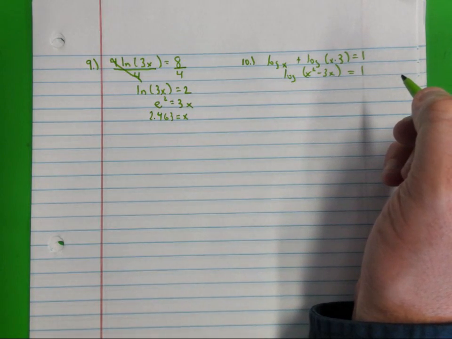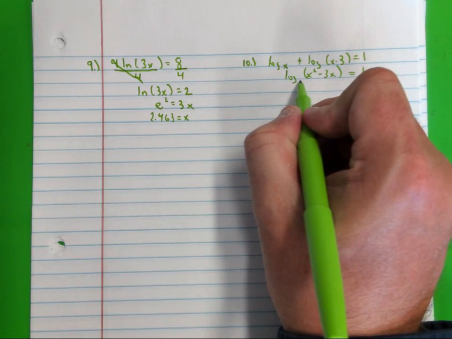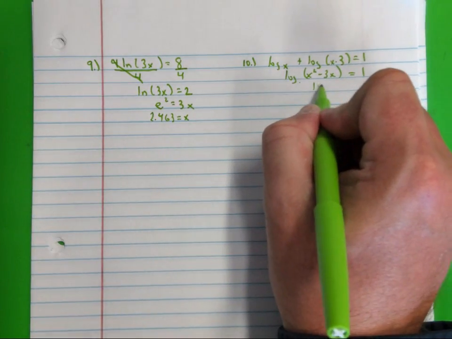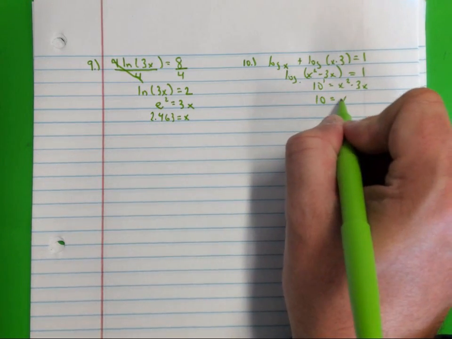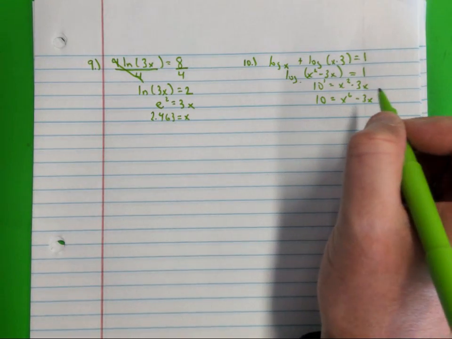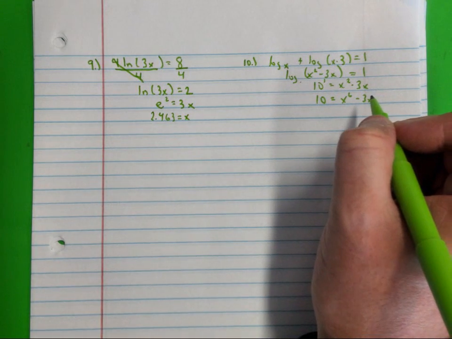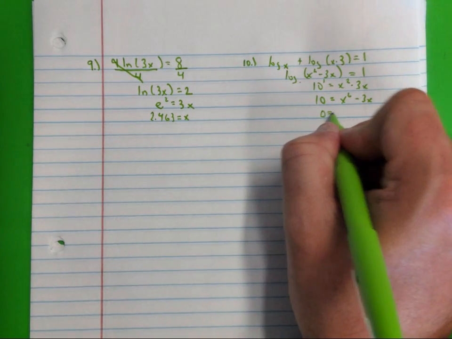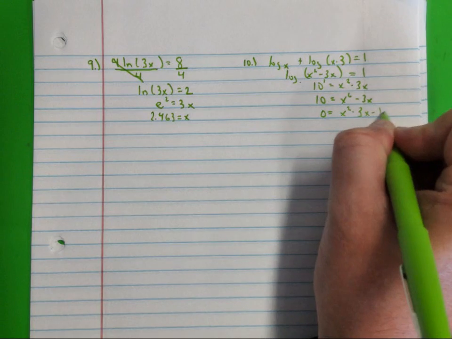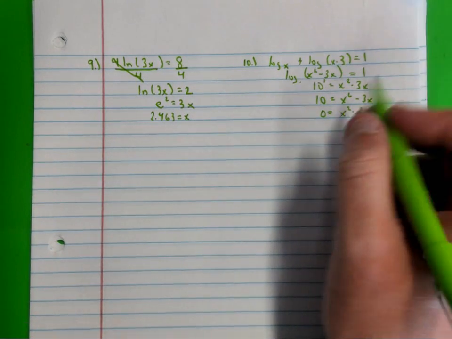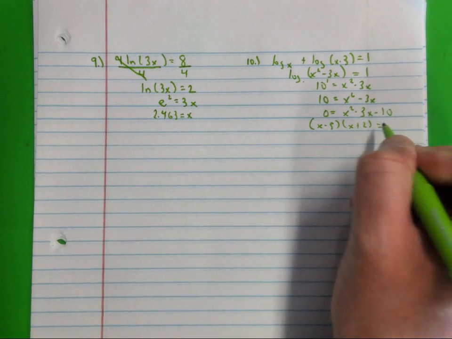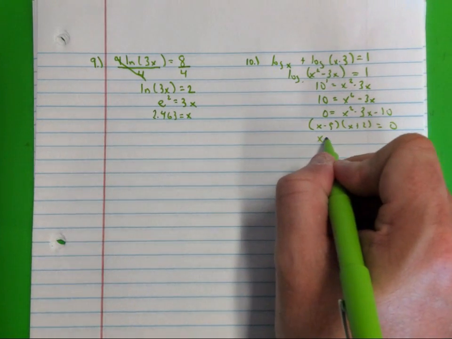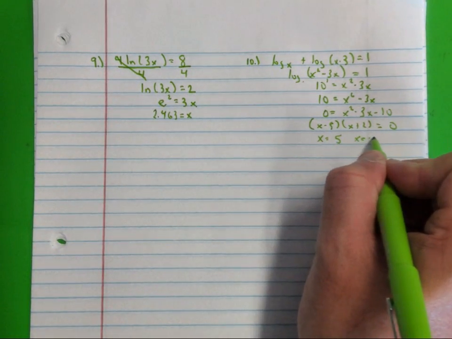Now the inverse of logarithm is exponential. Let's put it in exponential form. 10 raised to the first equals x squared minus 3x. So we have 10 equals x squared minus 3x. Now we went to a quadratic function. We got to get it set equal to 0. That's easy, so we're going to factor it quickly. x minus 5, x plus 2. That should take you 2 seconds. And you know your answers are x equals 5 and x equals negative 2.